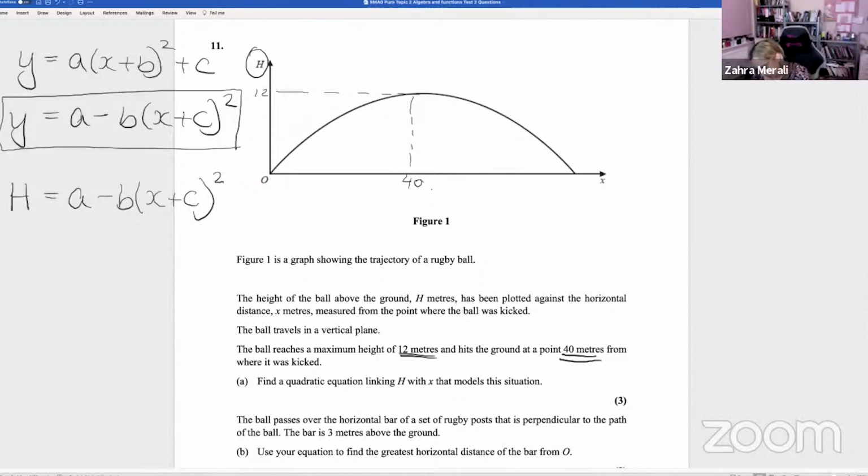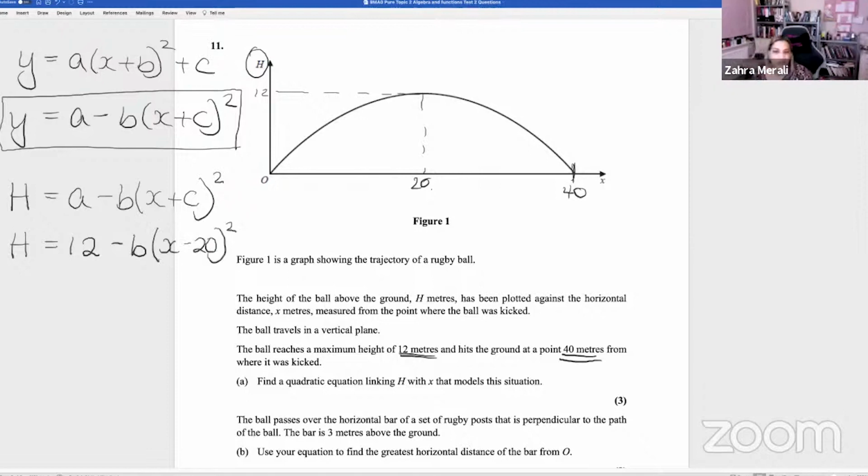Oh, sorry, I've read it wrong. Maximum height is 12. I should read the question better. And the final amount is 40. So because it's symmetrical, we can say that's 20. It's a quadratic graph, it's symmetrical. So we can say h equals 12 minus b, which we don't know, and here we've got (x minus 20) squared.